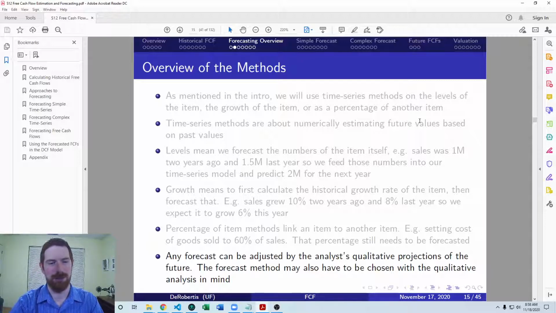And you can also use this kind of qualitative information to actually pick which forecast method and target you're going to use.